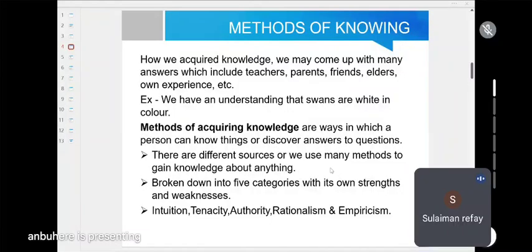There are different sources, and we use many methods to gain knowledge about anything. They are broken down into five categories, each with its own strengths and weaknesses. These are intuition, tenacity, authority, rationalism, and empiricism. Don't mind if I pronounce it wrong, we are just learning. So we'll get into the first, intuition. Next slide.